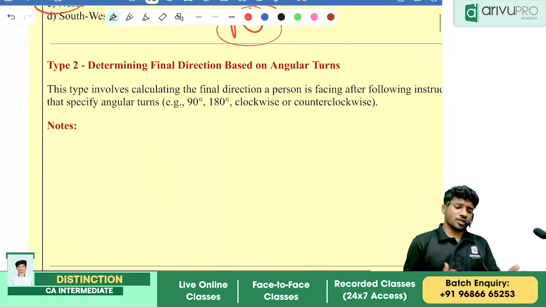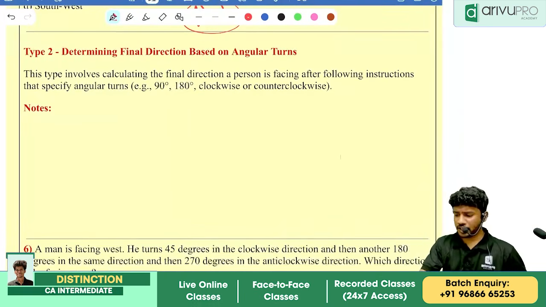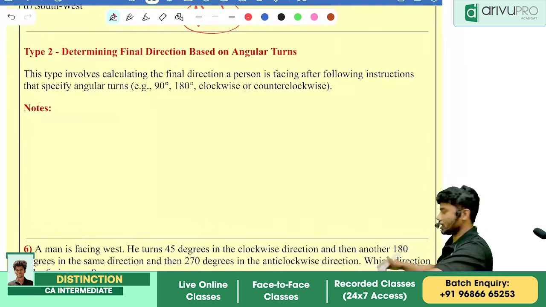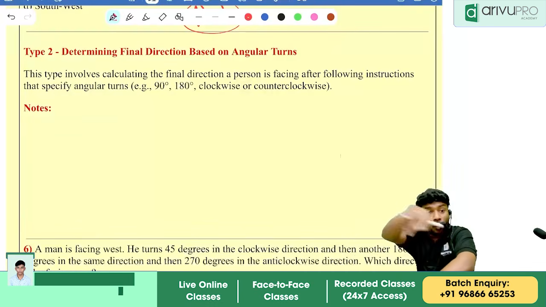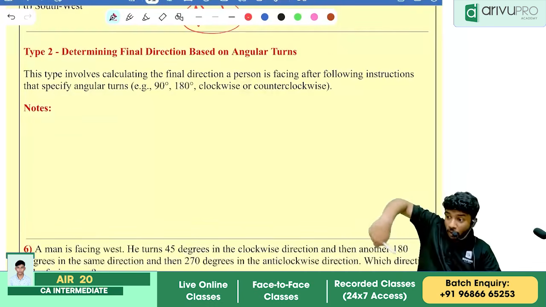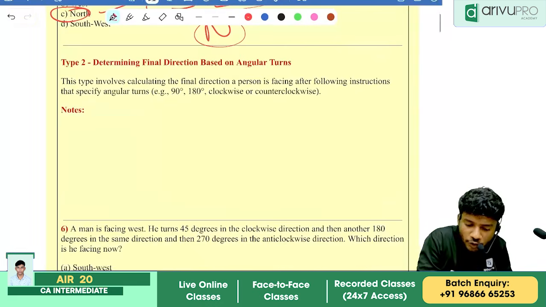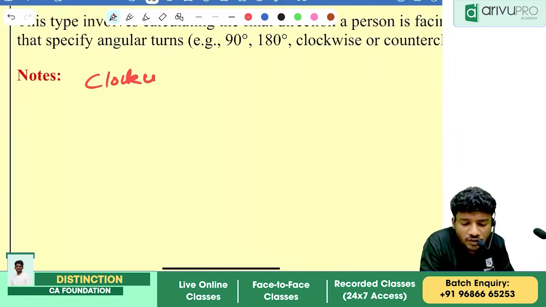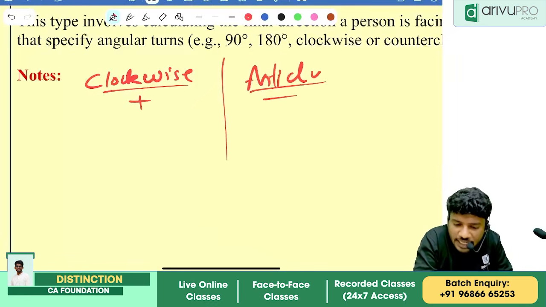Angular turn based question. Everyone knows angular turn. For example, I am turning this much. How many degrees did I turn? 90 degrees. If I go this way completely, I turn what? 180 degrees. If I turn completely and come back here again, 360 degrees. Now you should remember, angular turn in clockwise, we will mention it as positive. Anti-clockwise, we will mention it as negative.